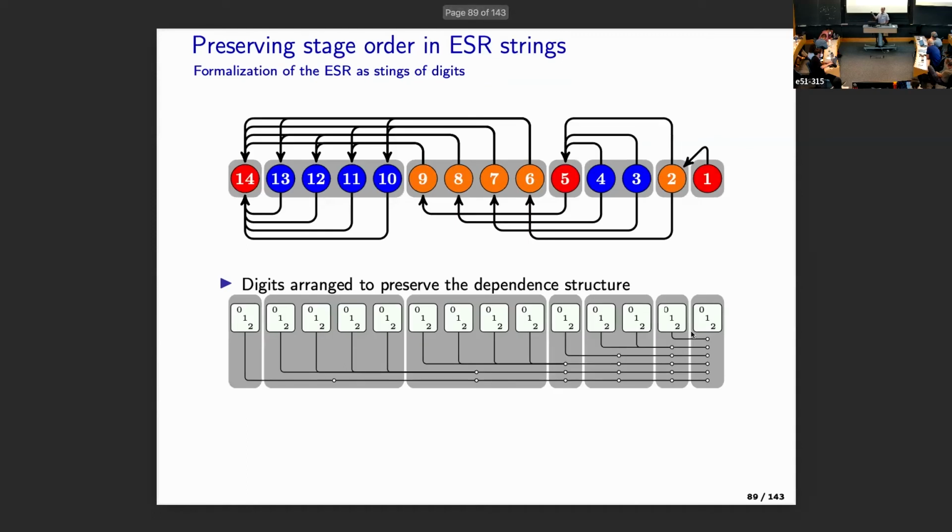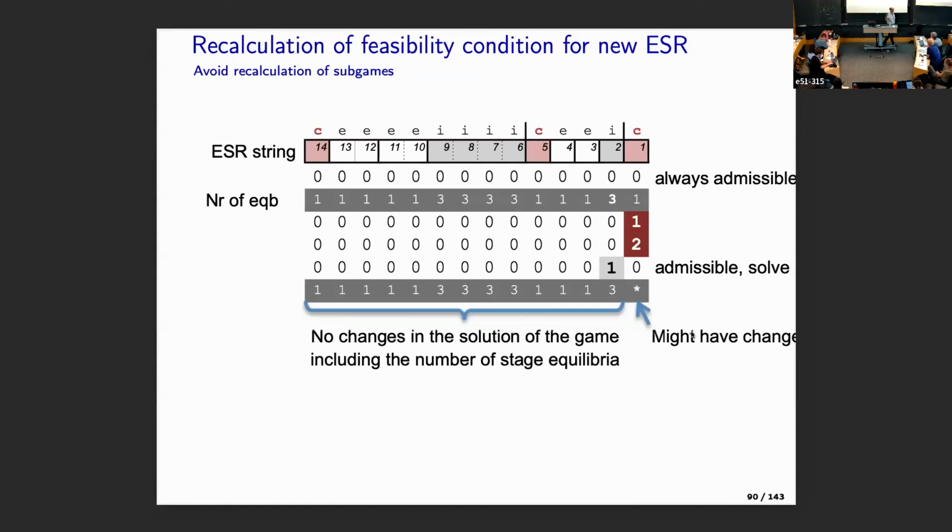We can use this dependent structure to order the digits in our equilibrium selection string so that the lowest digit is the one which is most dependent. That would correspond to the top of the pyramid. And the highest digit is the one which is most independent. And that allows us to kind of jump over the blocks of this huge list.